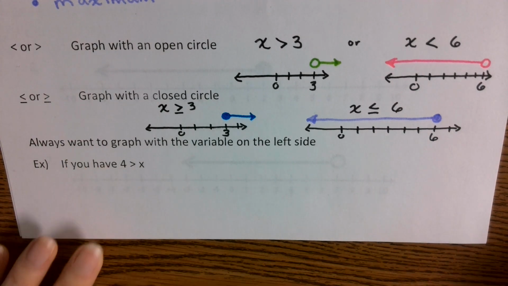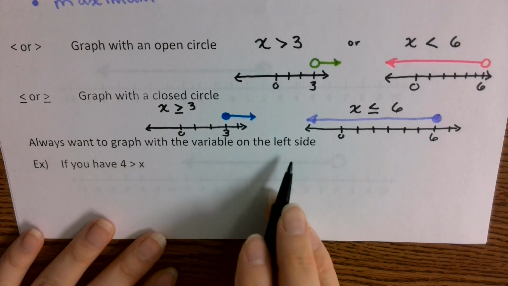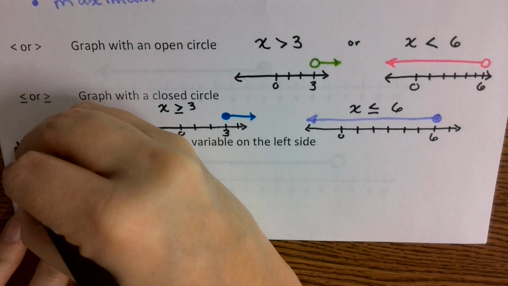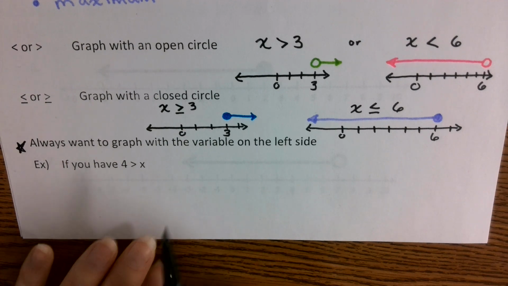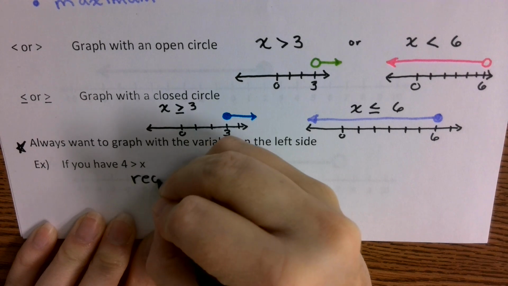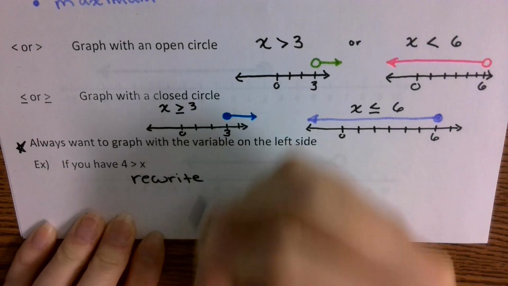This is very, very key. You always want to graph with the variable on the left side. So remember when we were working through our equations and I'd be like, ooh, I don't like how this equation's written. Yeah. And it's because the variable was on the right. We don't like variables on the right side. We always want to rewrite so that our variable's on the left.